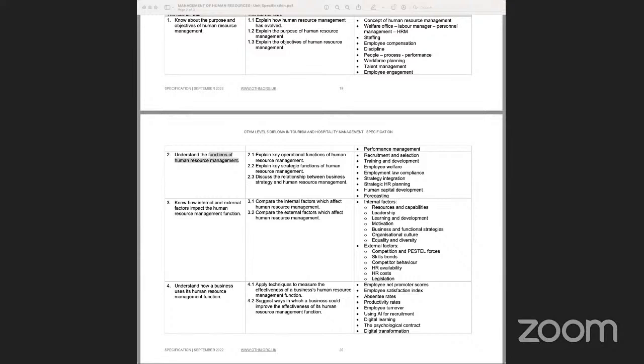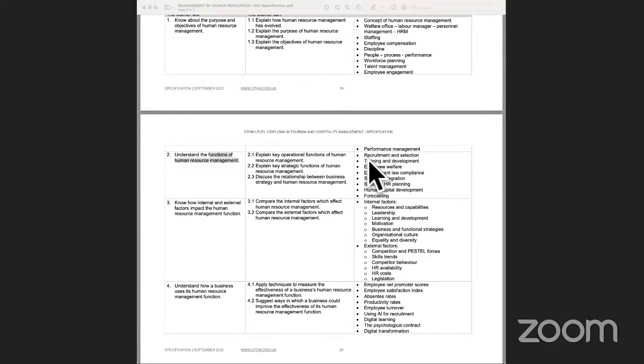And in the third assessment criteria, we'll be looking at the relationship between the business strategy of the organization and the human resources management strategy of the organization. So these are 3 assessment criteria that we will be looking at.